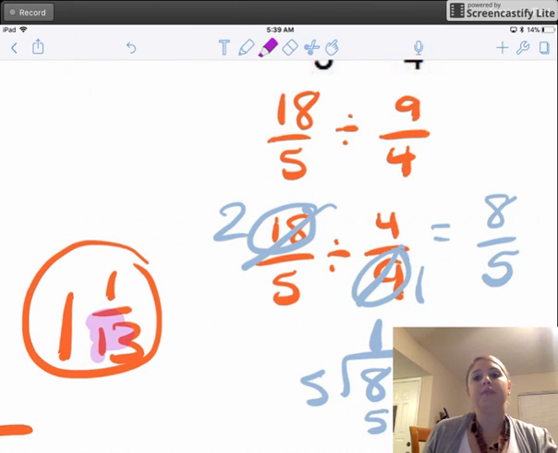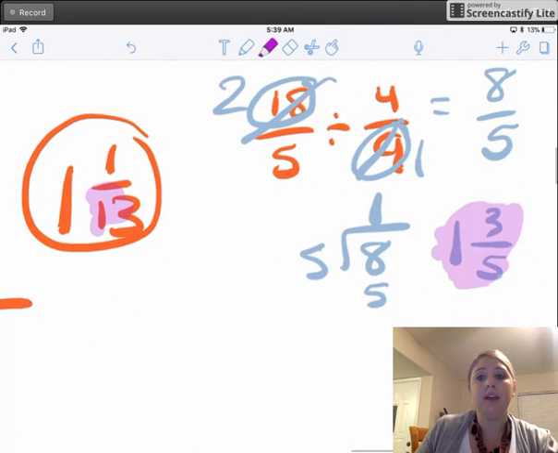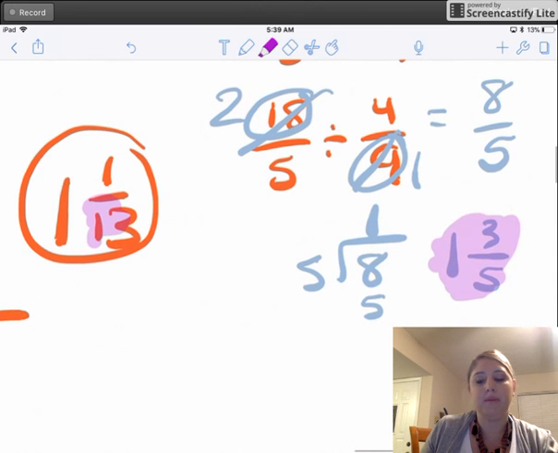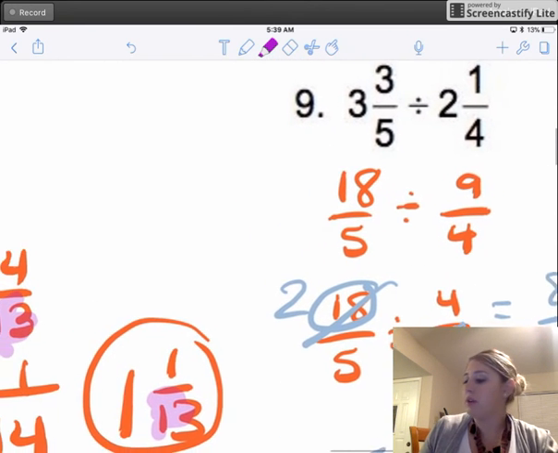Okay, hopefully you got 18 over 5 divided by 9 over 4. You cross simplified those, and when you did, because it's going to be really hard if you don't cross simplify, guys. So make sure you're looking to do that. I got 8 over 5 when I did that, and then I made my improper fraction into a mixed number. Okay, so hopefully those questions went well for you.